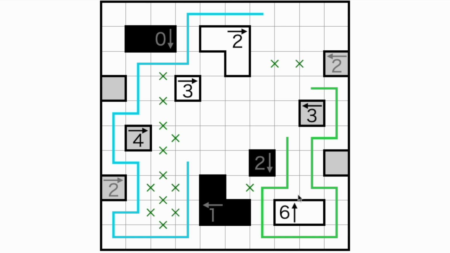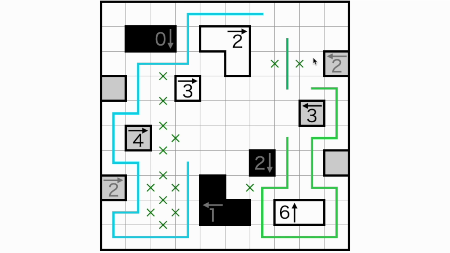I think we probably have to think about this 6 clue and the reasoning we already had, that only one of these, let's double check that. 1, 2, 3, 4, 5, 6, 7. Yeah, only one of these can be missed out. It can't be either of these, because if it were, the line would come into this cell and have to turn and wouldn't be able to. So both of these are part of the loop.